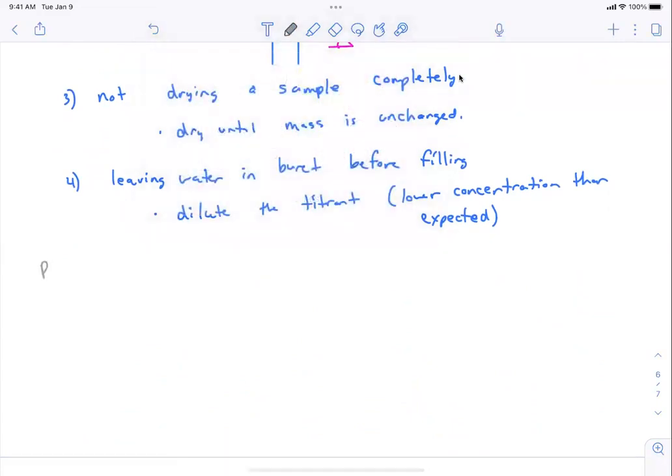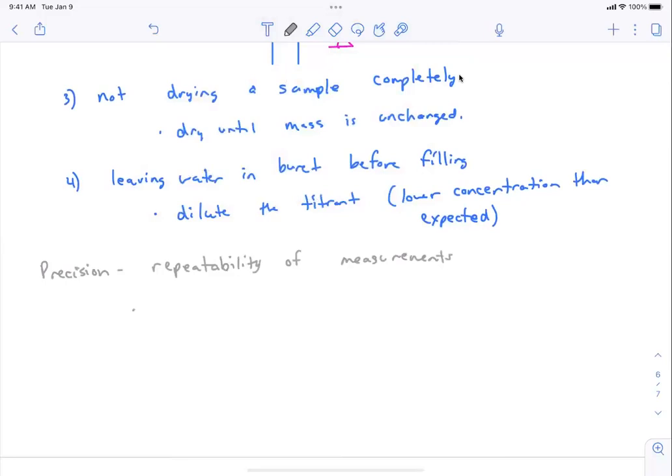Now, precision is the repeatability of measurements. So precision actually has nothing to do with how close you are to the actual value. It's just, does this instrument give me the same value every time it's measured? It doesn't matter if it's accurate or not. It's just, is it repeatable? If I put a 1 kilogram mass on a scale and I get 0.5 every single time, that's a precise scale. It's repeatable. It's not accurate, but it is precise.